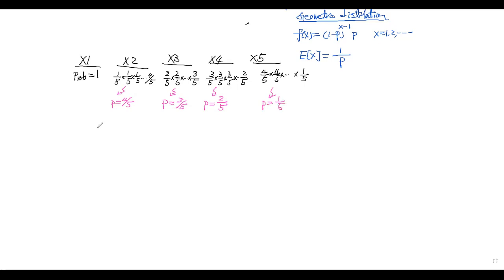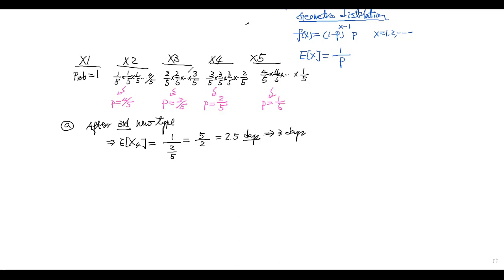Now the first question: what is the elapsed time after you get the third new type until you get the fourth? We are looking for the expected value. Based on the geometric expected value of 1 over p, it is 1 over 2/5, which is 5/2, or 2.5 days. You can say it takes about 3 days after you get the third one before you get the fourth.